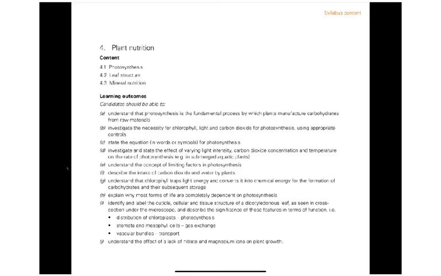Please always remember to go through the syllabus once you have read that chapter so that you can check whether you know each of the points. Understand that photosynthesis is the fundamental process by which plants manufacture carbohydrates from raw materials. Then investigate the necessity for chlorophyll, light, and carbon dioxide. Then the equation in words or symbols. Then investigate the effect of varying light intensity on the rate of photosynthesis. And if there's a submerged aquatic plant, we just did that in this video.